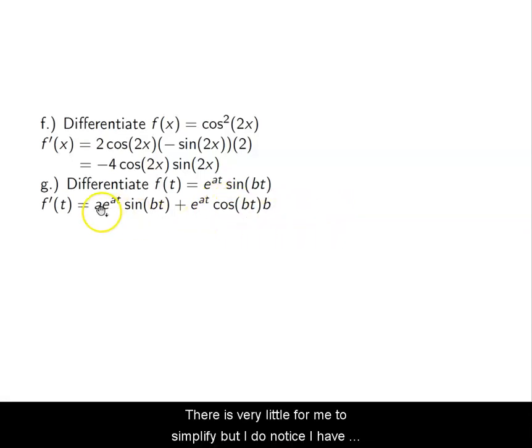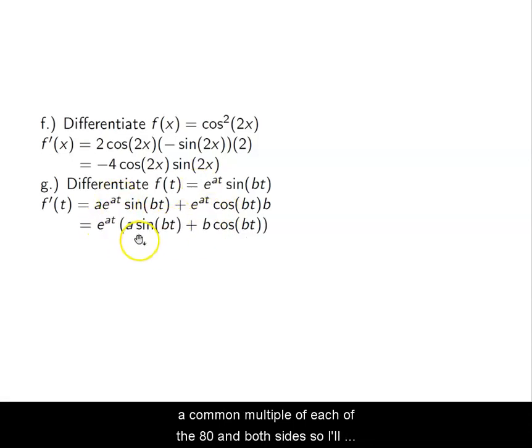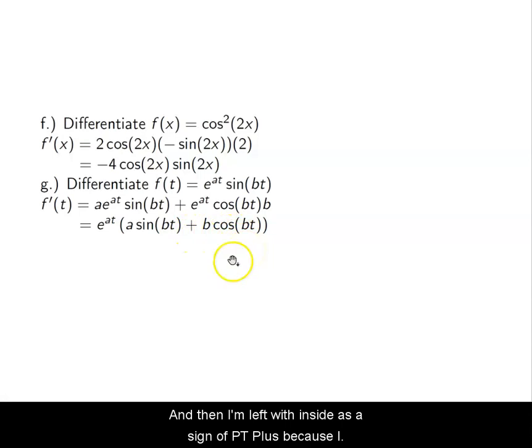Okay. There is very little for me to simplify, but I do notice I have a common multiple of e to the at in both sides. So I'll pull that out as a constant. And then I'm left with the inside as a sine of bt plus b cosine bt. And that's it. I can't go any further than that.